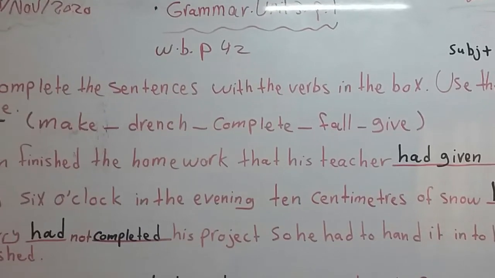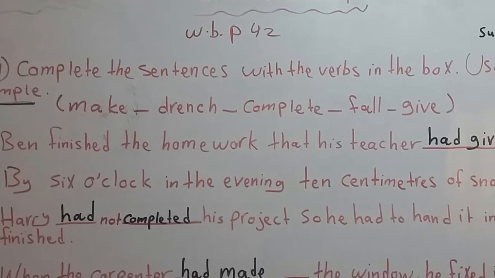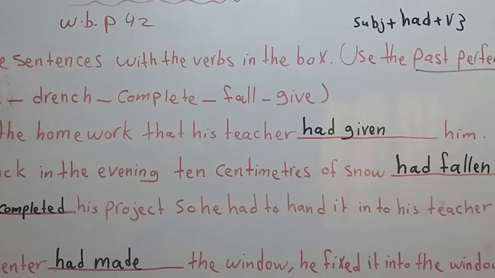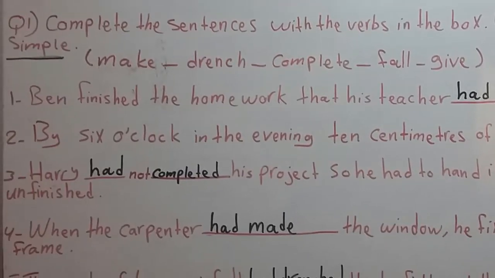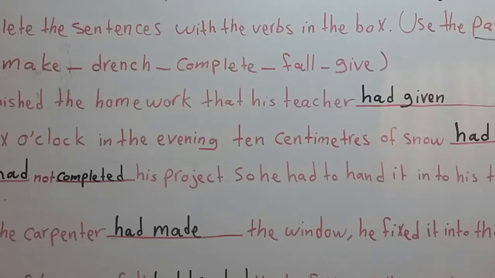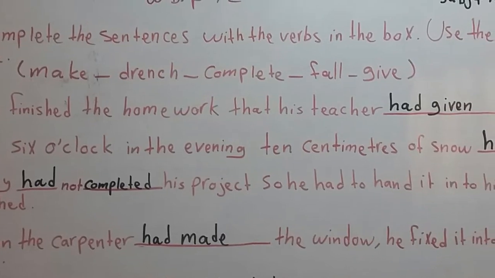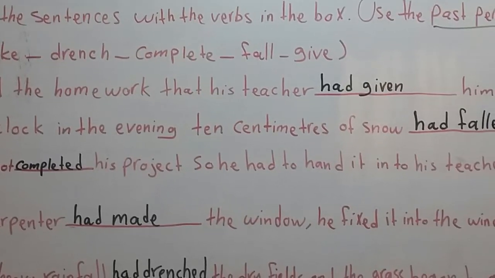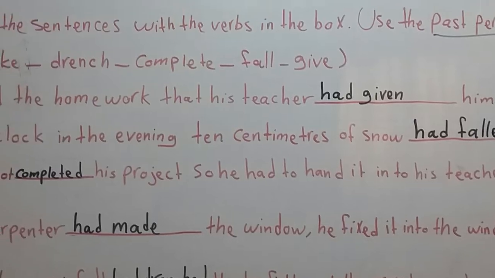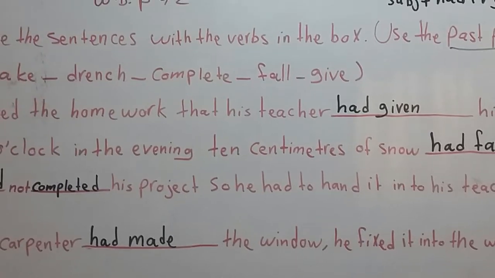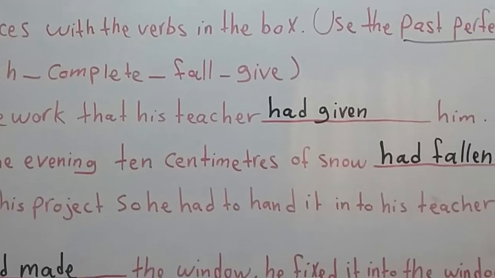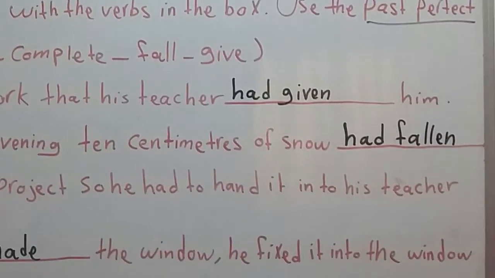What do I understand from this sentence? That the teacher had given the homework to Ben, then Ben finished it. يعني عملية الإعطاء الواجب كانت قبل إنهاء الواجب. طيب. Here number 2. By 6 o'clock in the evening, 10 centimeters of snow gap. Okay. عندنا the appropriate verb here is fall. I want to change fall into verb 3 اللي هي بتكون fallen. Then I have to add had. The snow had fallen.